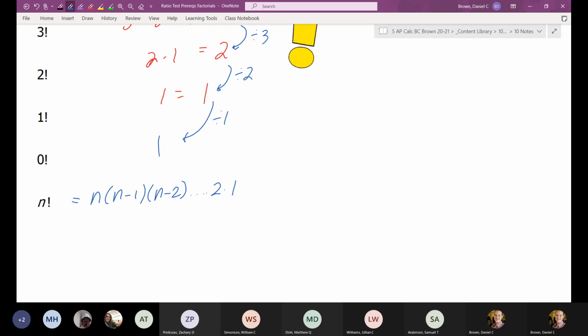Yes, Seth? Can you take a factorial of a negative number? Factorials, we will only do of positive integers. So 3.5 factorial is not a thing. If you type it in the calculator, your calculator finds an answer, but it's not a thing. It's more of just an issue with the program in the calculator.